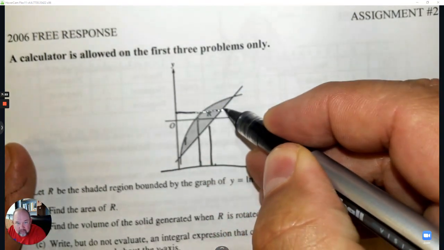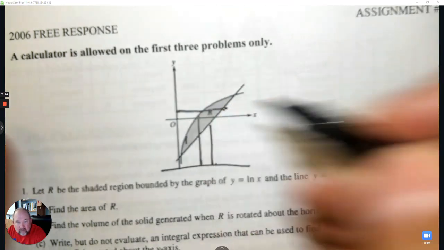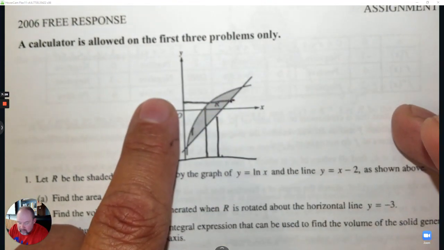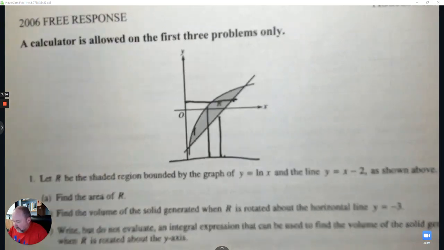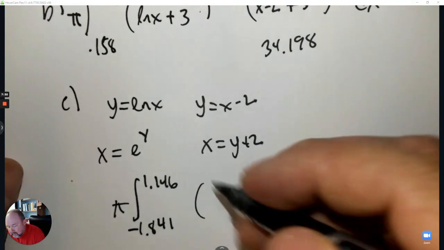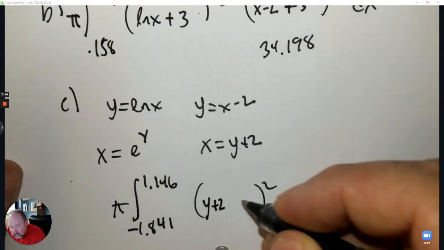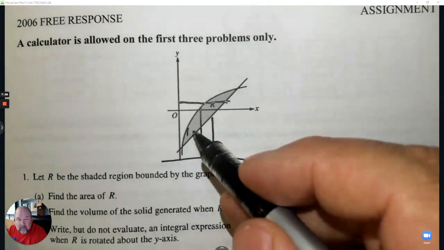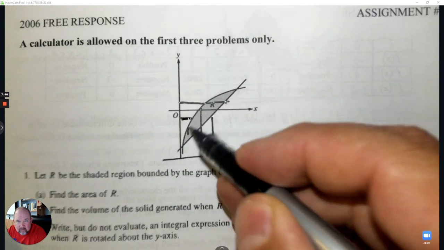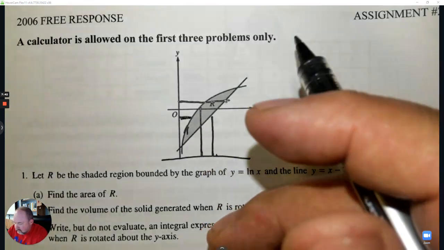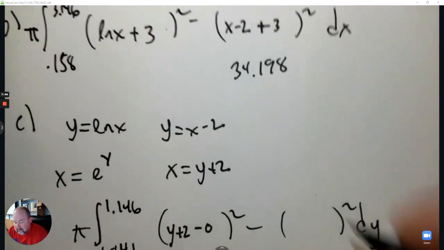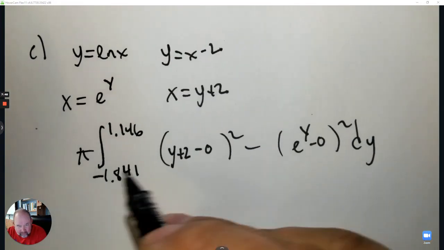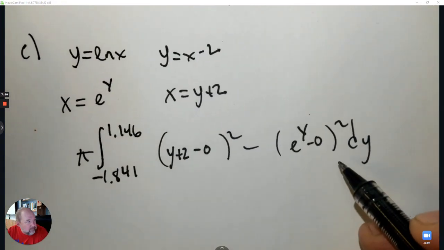So the big radius from the right to the y-axis is the line. Subtract that. So the line now is y plus 2. Subtract 0. We don't really need it, right? And then the other one going across the little radius here is the curve. Subtract 0. So now the curve is e to the y. Subtract 0, which we don't need. And then type this into your calculator.